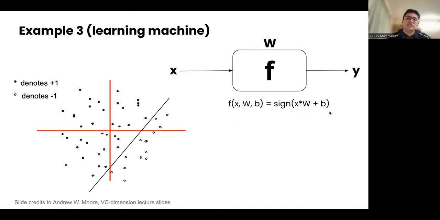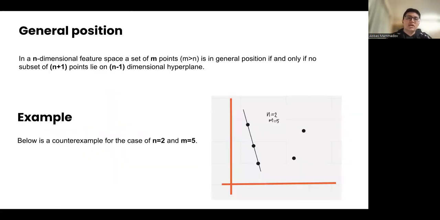And this case differs from example two by just adding this b term, and it gives some shifting to the line. As you can see, this one is not passing through the origin unless b is equal to 0. So in this case, we have just some linear learning machine. I will give more intuition why we need to understand these learning machines.